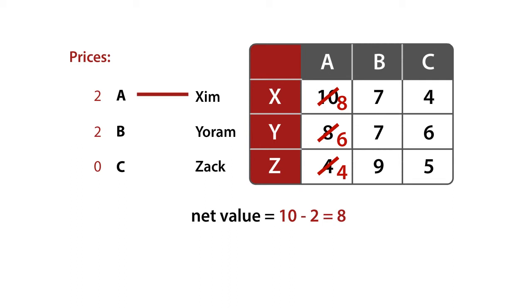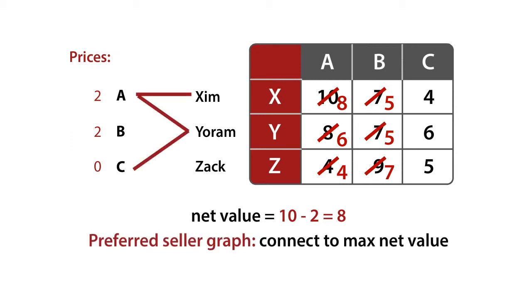The net values decrease every value by the price. So, for example, Zach's value for item B is now 7 instead of 9, again, taking away the price 2 for item B. And given these net values, I can again draw the preferred seller graph, connecting every player with the favorite item, but this time a favorite item is the one with maximum net value, taking the prices into account.